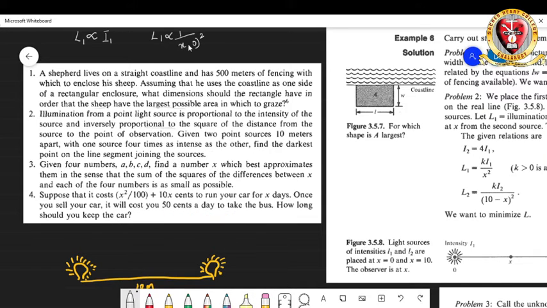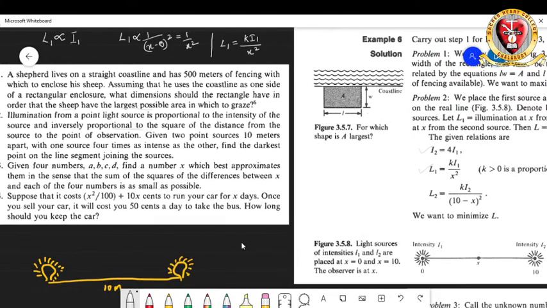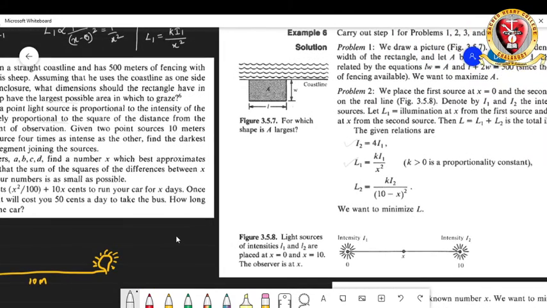That is equal to 1 by x square. Combining both, you give a constant there: L1 is equal to k times I1 divided by x square. So you have I2 equal to 4I1, and L1 equal to kI1 divided by x square, where k is strictly greater than 0, a constant we use to show the proportionality. That is also called the proportionality constant.